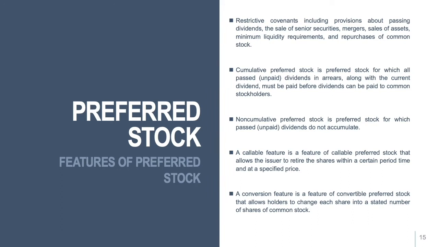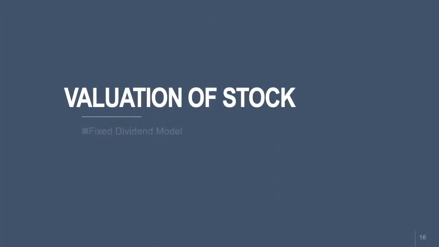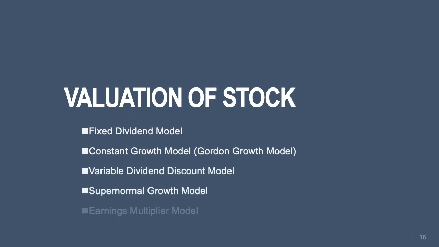Now we move to the valuation of stock. So we have 5 methods to calculate the price of stock, or the fair value of stock. The first model is the fixed dividend model. The second model is the constant growth model, or Gordon growth model. The third model is the variable dividend discount model. The fourth model is the supernormal growth model. And the last model is the earnings multiplier model.